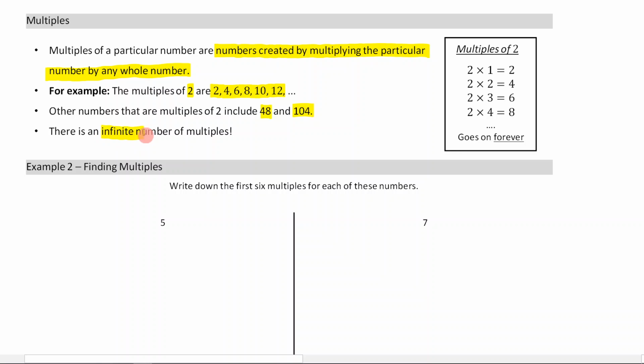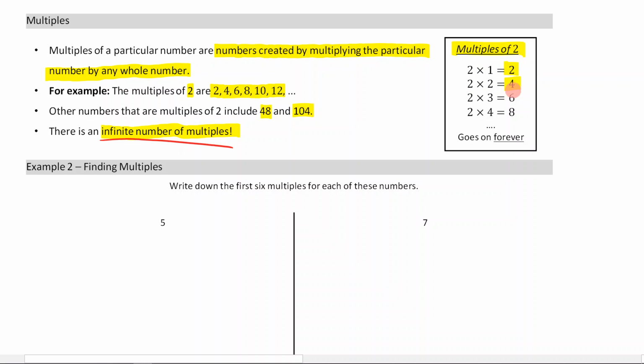There is an infinite number of multiples. So this is really important. I want you to highlight that line, and I also want you to underline it. There are an infinite number of multiples. And if we think about this for a moment, I've just kind of drawn this over here. So the multiples of 2. As it says here, numbers created by multiplying the particular number, in this case 2, by any other whole number. So 2 times 1 is 2.